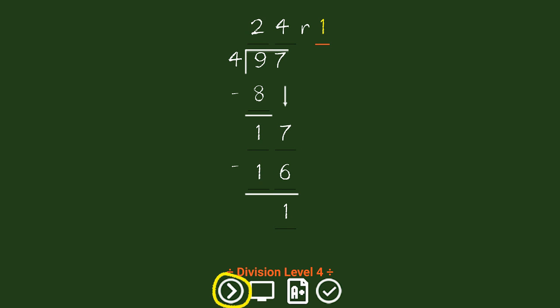Touch the Next key for the next problem. And when you're ready, touch the Quiz key to take the quiz and see if you're ready for level 5.